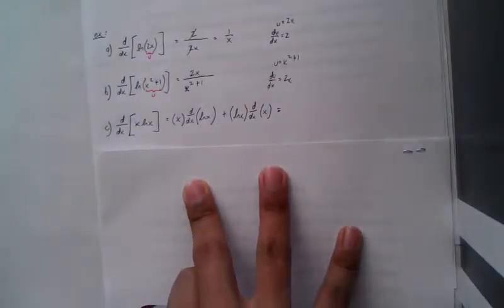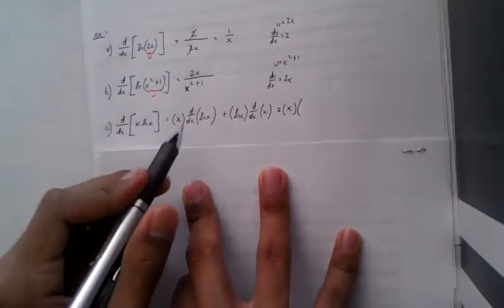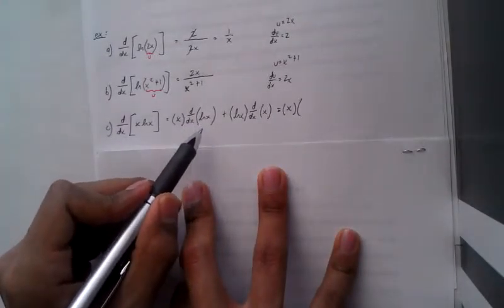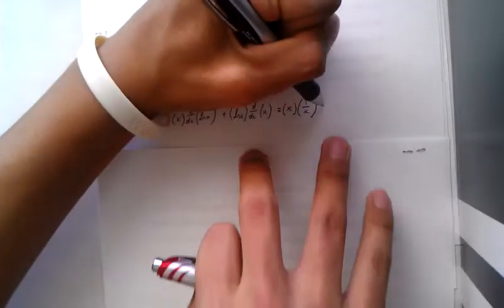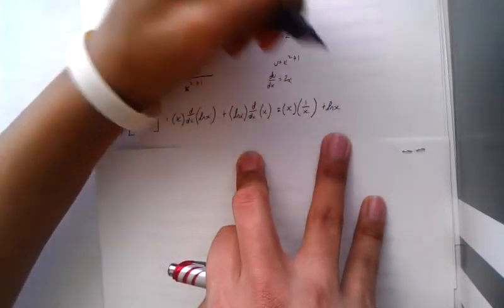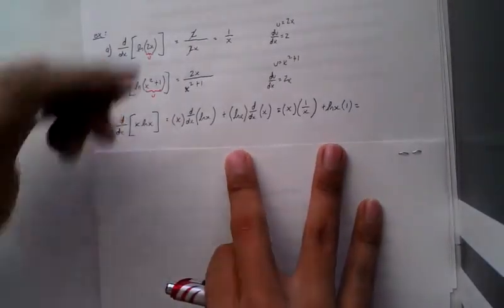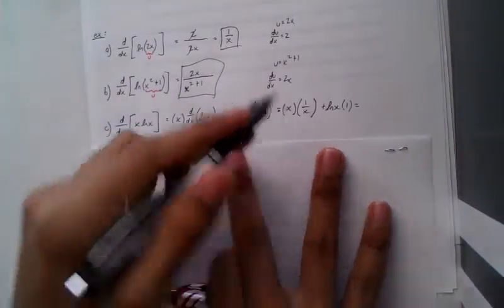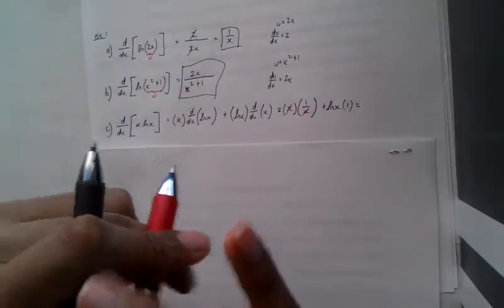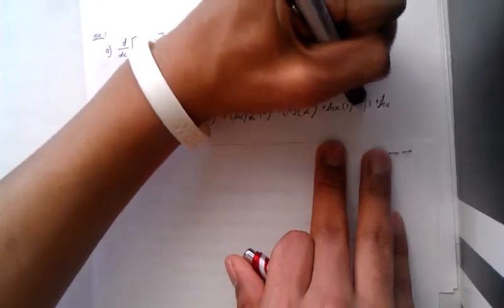So that equals x times the derivative of the natural log of x, which is just 1 over x, plus the natural log of x times 1. So when this all simplifies down, these x's can cancel out, and you're left with 1 plus the natural log of x.